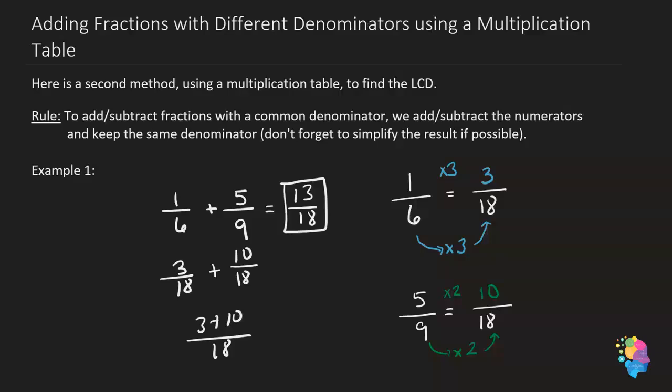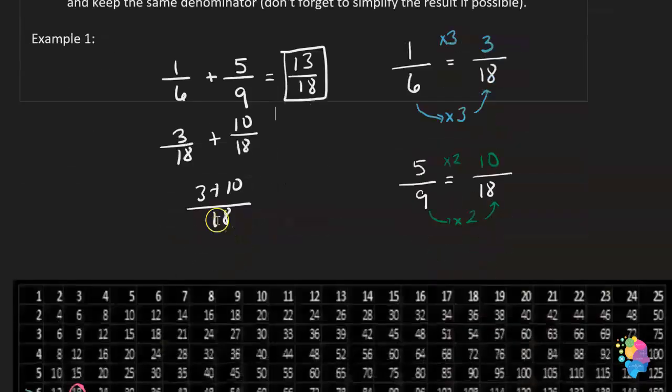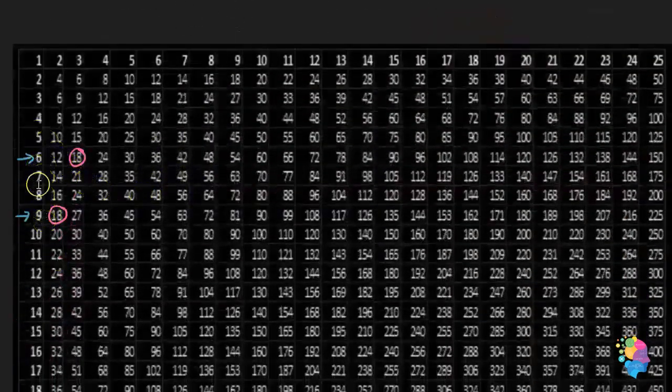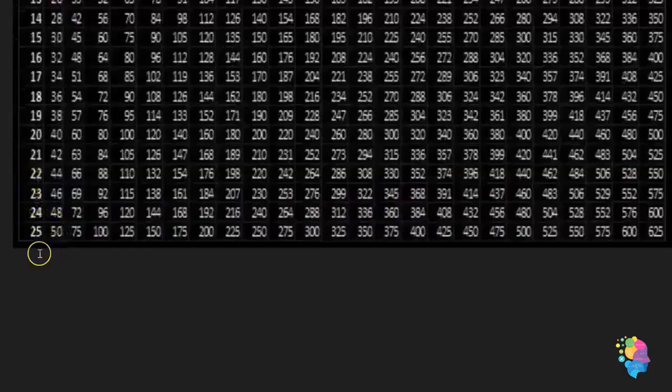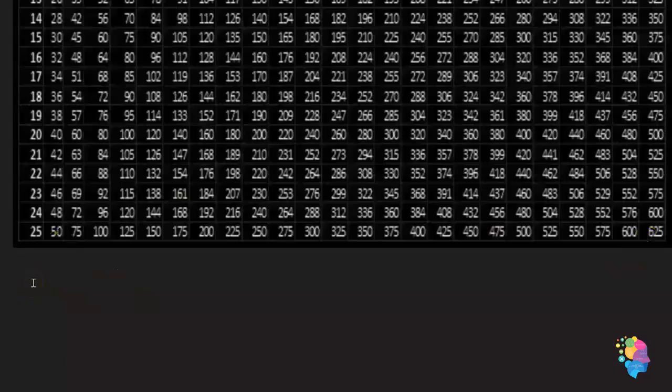There is a limit as to how many numbers you can fit in one page of the multiplication tables. Now, this one was fine because my denominators were 6 and 9, and there's enough space for me to have the 6 and 9. But if you have a denominator that is greater than 25, then you won't have enough lines to find the common denominator. Now, for me, it only goes to 25. You can find a bigger one if you like, but there's only so many numbers that we can fit into one page. So my recommendation is that you learn all three methods in this video so that you can move from one to the other if you can't particularly use this second method.